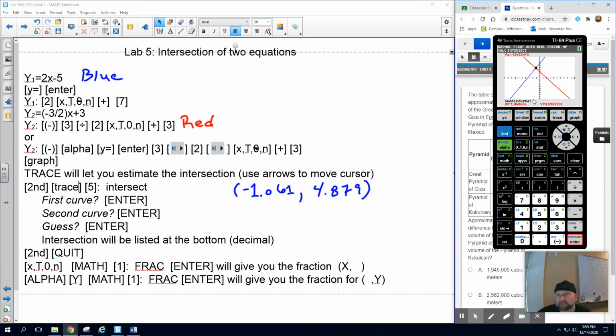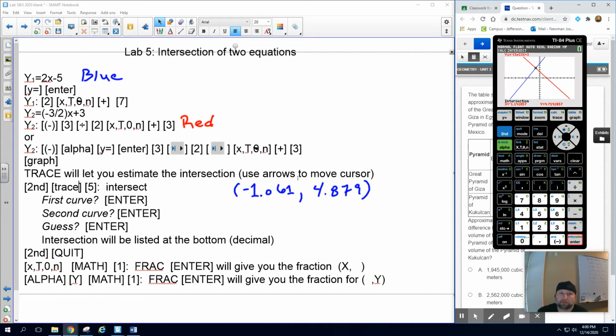And then it's saying the second curve, and it's in red because it's talking about the Y2 line. We can hit enter. And now it's saying to guess. What it wants us to do is kind of guess where that intersection is. And that's pretty close to what we had estimated before. So we'll just hit enter. And now it's giving us these decimals again.